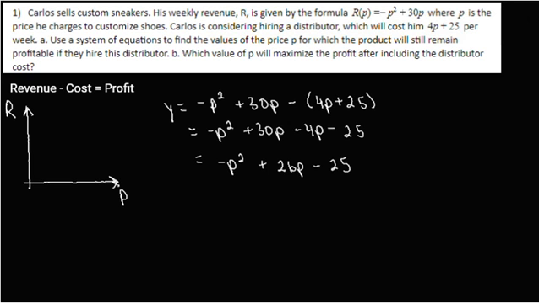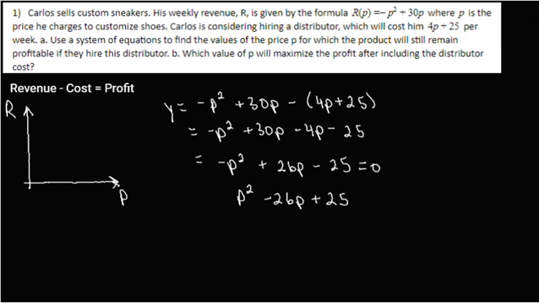Now, we want to be profitable. So profitable means this Y has to be greater than 0. So let's go ahead and set that equal to 0 right there. And now let's multiply through by a negative 1. So we start off with a positive P squared minus 26P plus 25. Now, our function is this part right here.